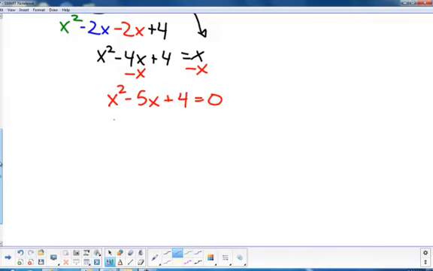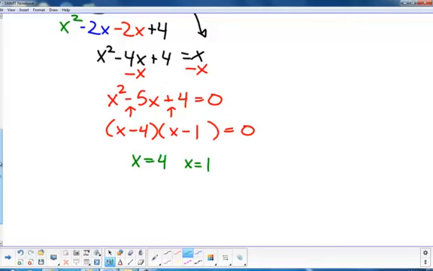And then the two numbers that multiply to give you 4 and add to give you -5 are -4 and -1. It has to be two negatives because it multiplies to give you a positive and adds to give you a negative. So our two solutions are 4 and 1.